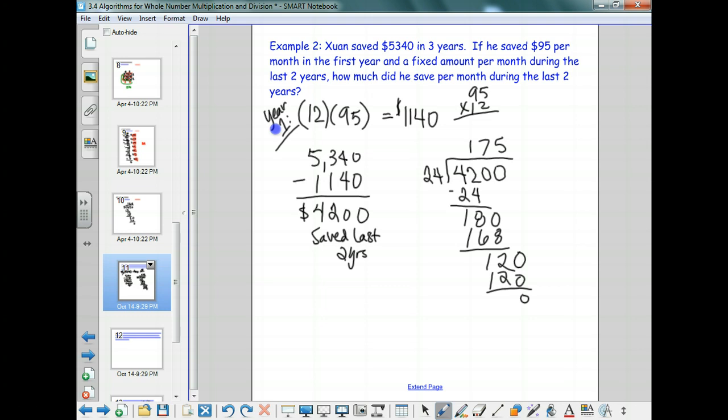Okay, so make sure you answer the question asked. That's why I was asking that at that point, actually. Go back to the problem. It said, how much did he save per month during the last 2 years? And the answer is $175. Make sure you put your dollar sign on it, box in what your actual solution is, and then you're finished with it.